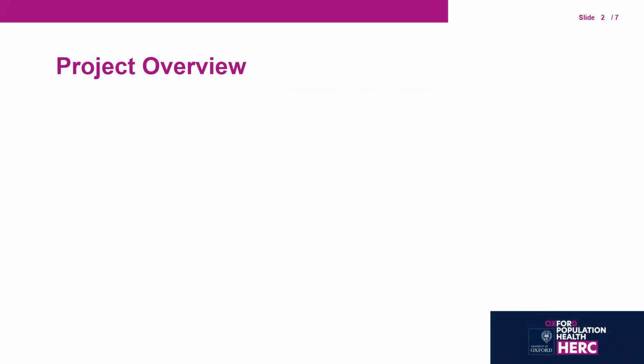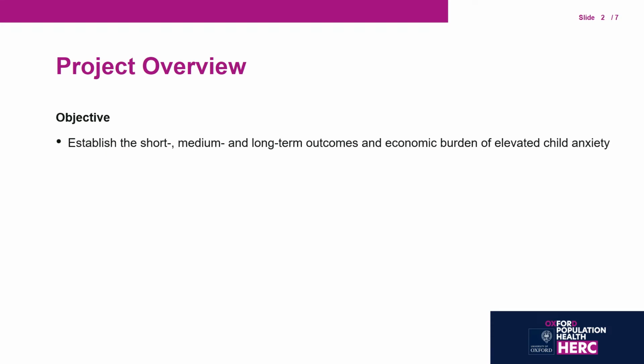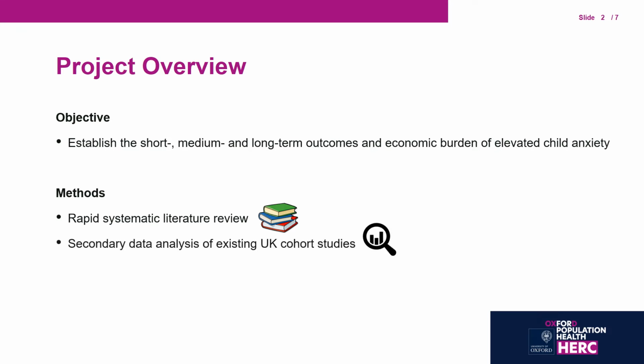With respect to the project overview, the objective is to establish the short, medium and long-term outcomes and economic burden of elevated child anxiety. In order to answer the associated research question, we will undertake a rapid systematic literature review and secondary data analysis of existing UK cohort studies, including the Millennium Cohort Study and the Avon Longitudinal Study of Parents and Children.